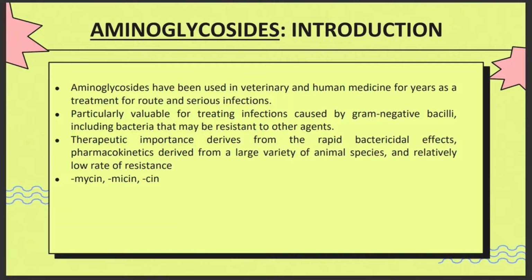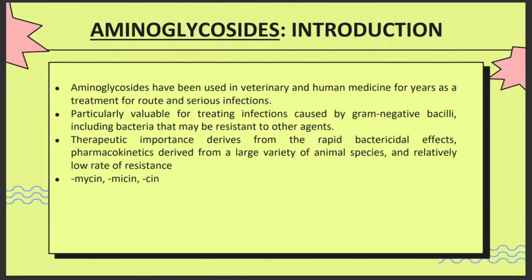Aminoglycosides have been used in both veterinary and human medicine for years as a treatment for routine and serious infections. They are very valuable for treating infections caused by gram-negative bacilli, including bacteria that may be resistant to other agents. They end in the suffixes mycin with a Y, micin with an I, and sin. However, if it ends in thromycin, it is usually a macrolide and not an aminoglycoside.